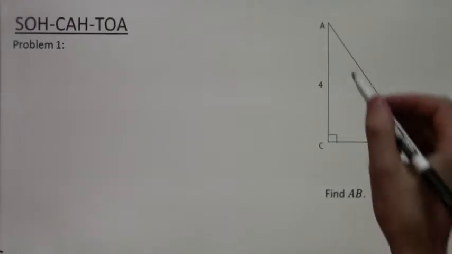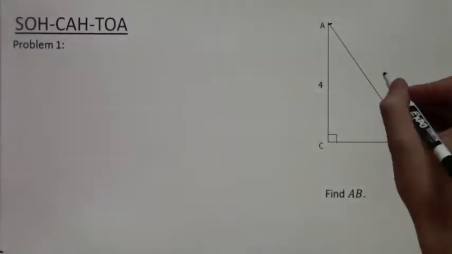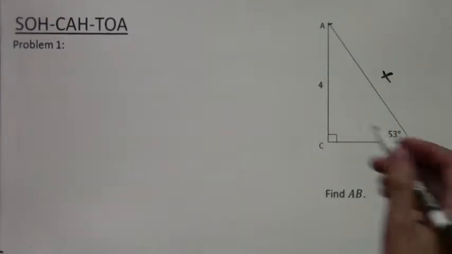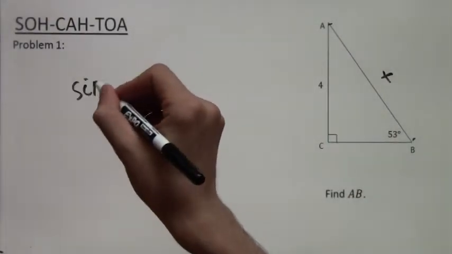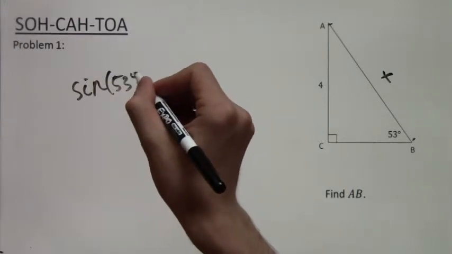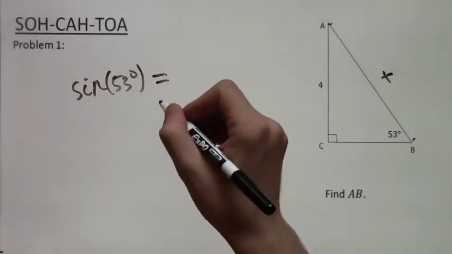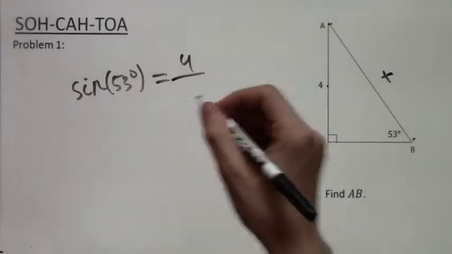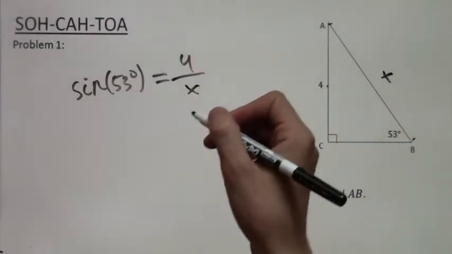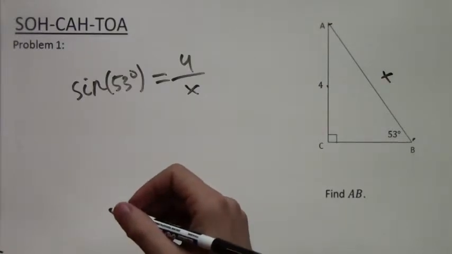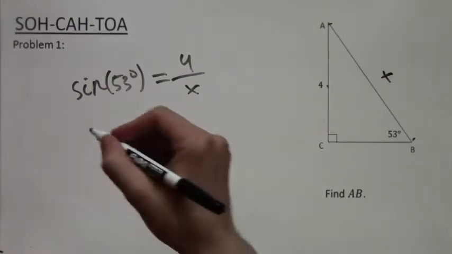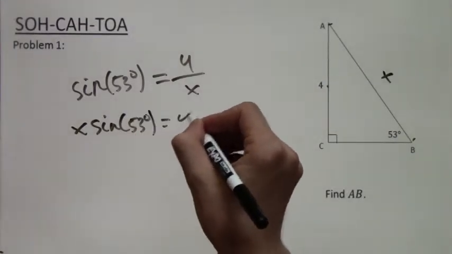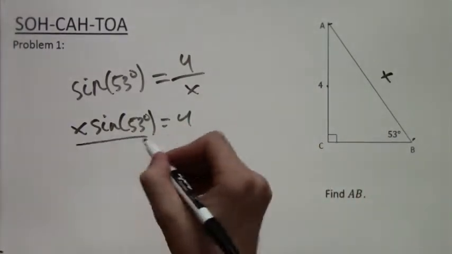Here we're trying to find AB. I mark AB as x, and notice it's the hypotenuse. We know this angle, so let's take the sine of that angle, sine of 53 degrees. That equals the opposite side from that angle, which is 4, divided by the hypotenuse. So that's sine equals opposite over hypotenuse. Now we just have to solve for x. So x times sine of 53 degrees equals 4.